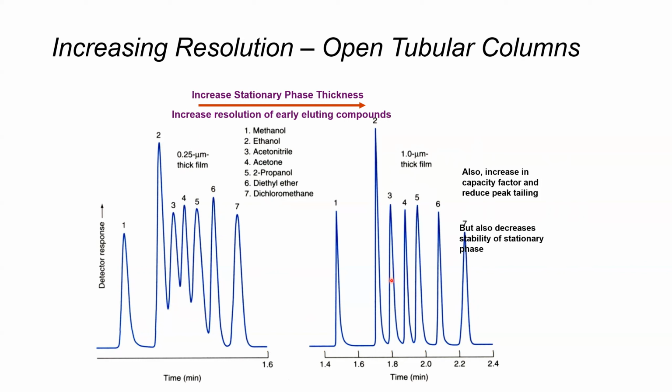On the right-hand side, however, we've seen that by increasing the thickness of the film from 0.25 micrometers up to 1 micrometer, we have improved separation. Now, there's a little bit of asymmetry that's crept into the peaks, but we have got reasonable baseline separation here, and we can see that the resolution has improved. So this also increases capacity factor and reduces peak tailing, but also decreases the stability of the stationary phase.